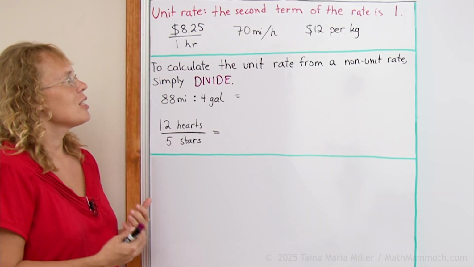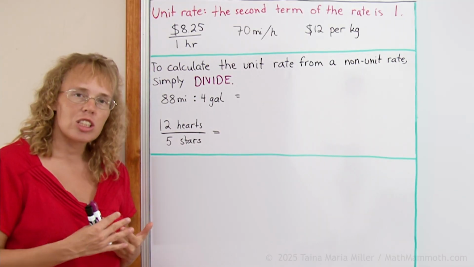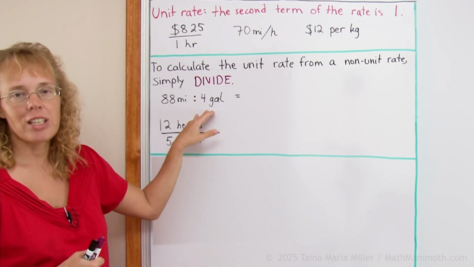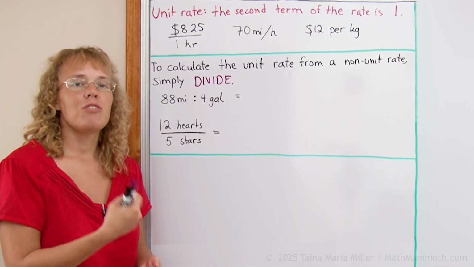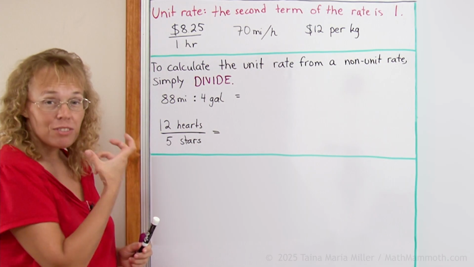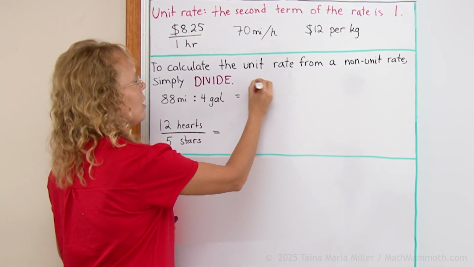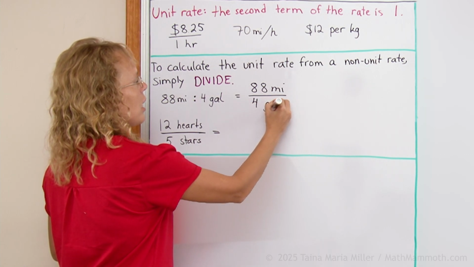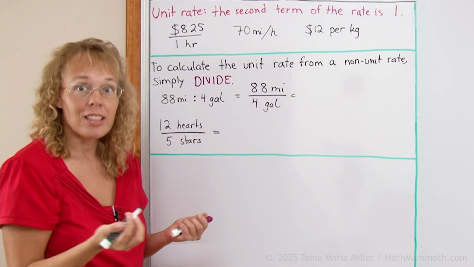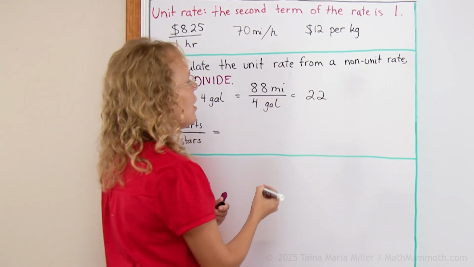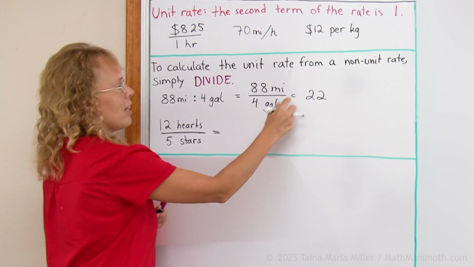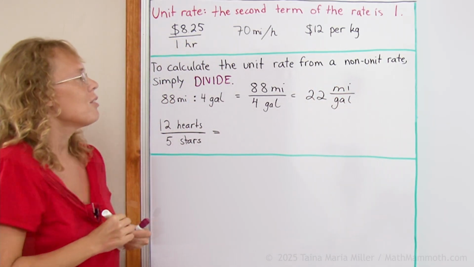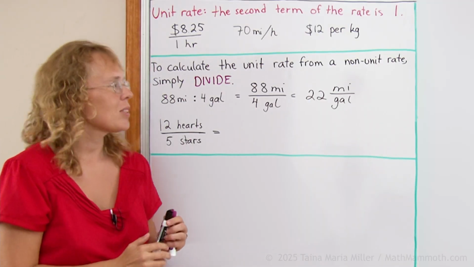Now, to calculate the unit rate from some other rate that is not a unit rate, you simply divide. For example, if you have 88 miles per 4 gallons, or 88 miles to 4 gallons, then we do the division here. Let me write this first using the division line. 88 miles divided by 4 gallons. And then 88 divided by 4 is 22. And then we get our unit as miles per gallon. So this is now 22 miles per 1 gallon unit rate.